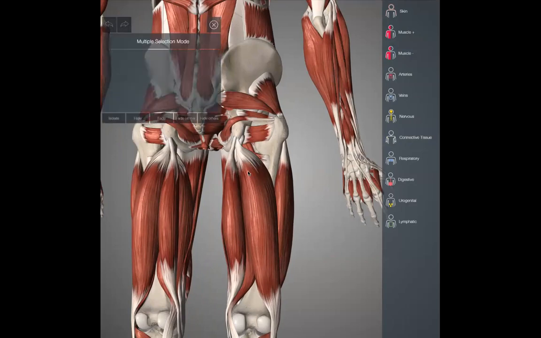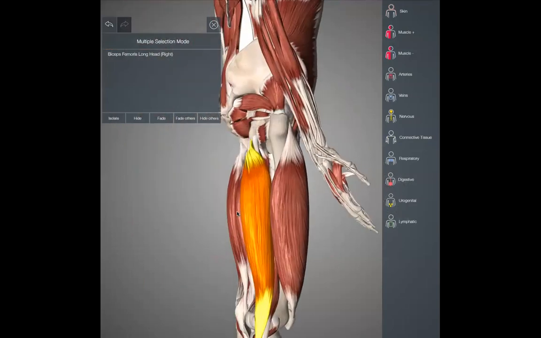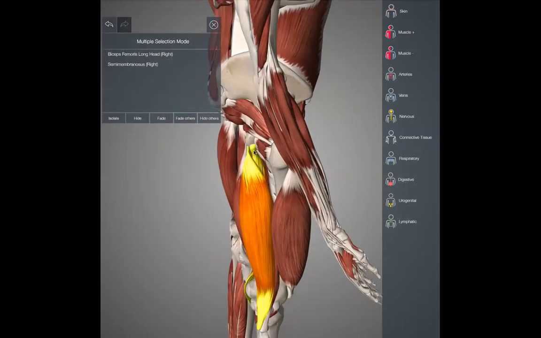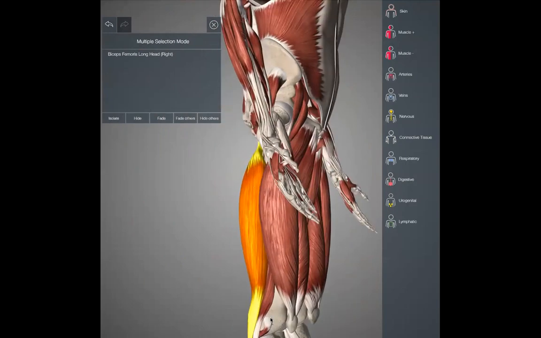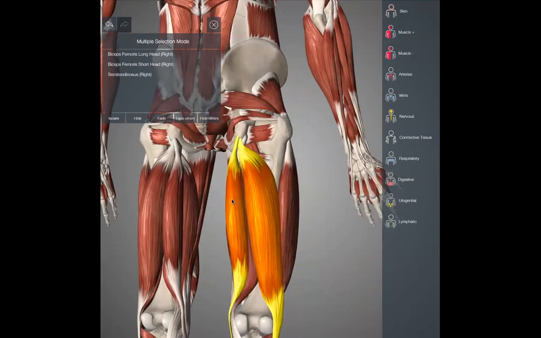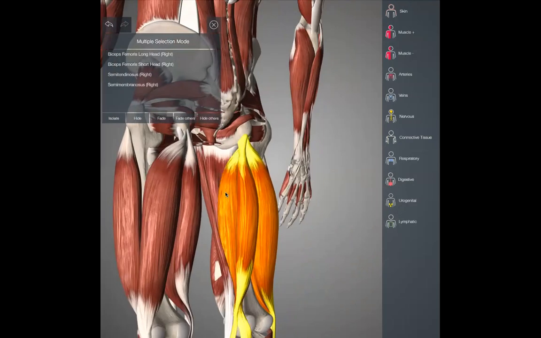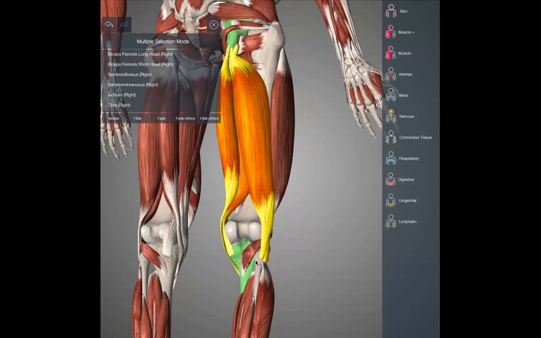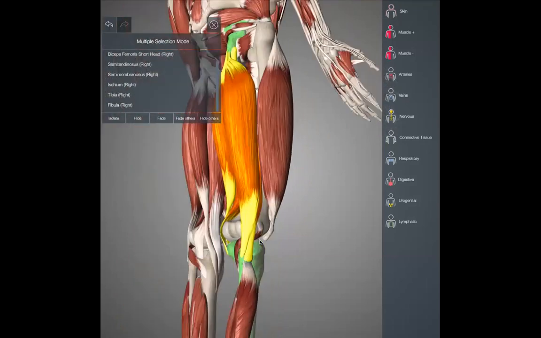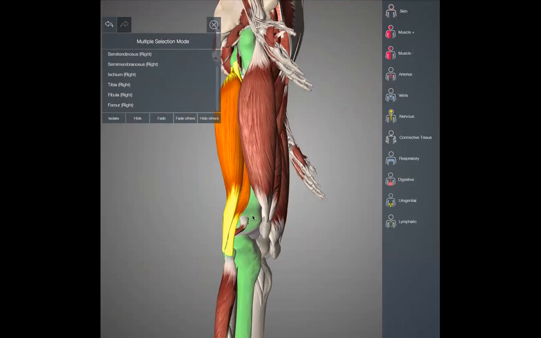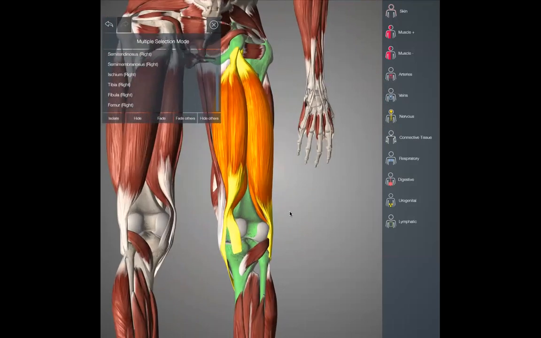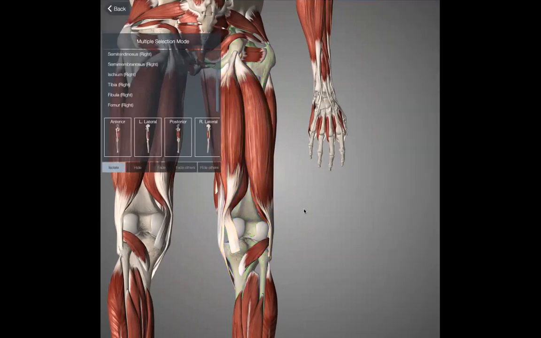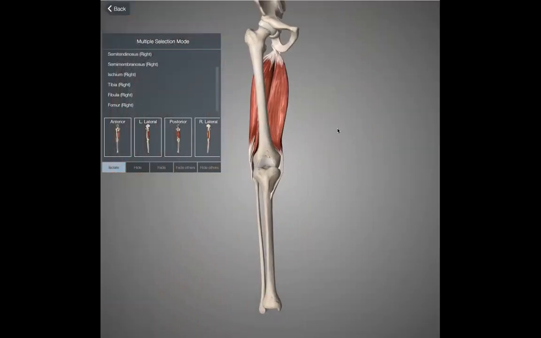Let's do some selections. We have the biceps femoris long head, the biceps femoris short head. Where is it? Here. The semitendinosus and semimembranosus. We'll have this part, this part, this part. Let's also take this part. And I think we are good. So we isolate, and you can see the posterior compartment of the thigh.